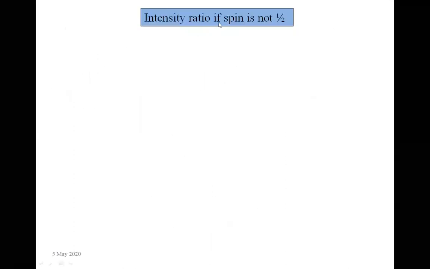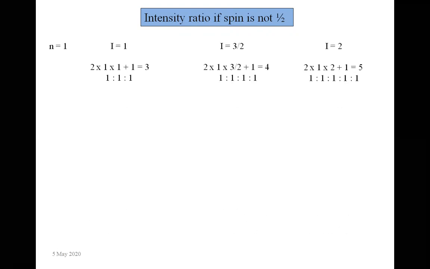Now intensity ratio, if spin is not half, अगर किसी का स्पिन हाफ नहीं है तो इंटेंसिटी रेशियो पे क्या इफेक्ट होगा, that we have to discuss. So there are conditions. If n is equal to 1, n means number of nuclei involved in splitting, and spin is 1, spin is 3 by 2 and spin is 2. So there are three conditions, three spins, I is equal to 1, I is equal to 3 by 2 and I is equal to 2. But one thing is common, that is n is equal to 1.